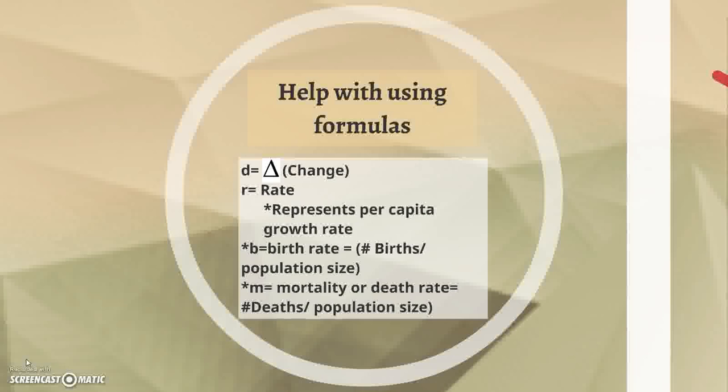Okay, so B we know is going to represent birth rate. And this is how you're going to calculate birth rate. Birth rate is based on the number of births divided by the total population size, which is essentially N. So you take births divided by N. And then M, sometimes you'll see M is going to represent mortality or death rate, which means the number of deaths per the population size. So you take the number of deaths divided by N, or the total population.